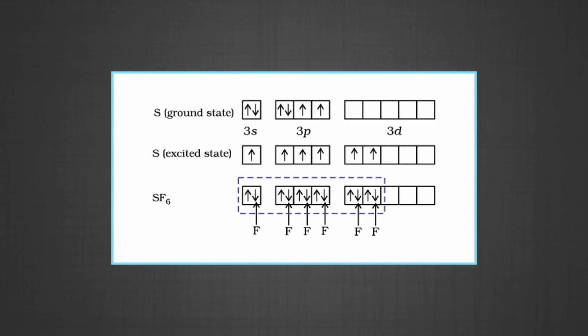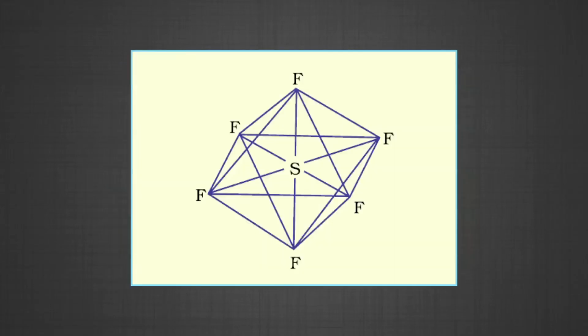octahedron in SF6. These 6 sp3d2 hybrid orbitals overlap with singly occupied orbitals of the fluorine atoms to form 6 S-F sigma bonds. Thus, the SF6 molecule has a regular octahedral geometry as shown in the figure. Now, you can see the shape of the sp3d2 hybridization, that is the SF6 molecule, and the geometry is octahedral.